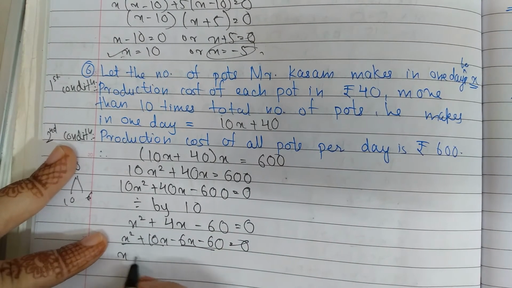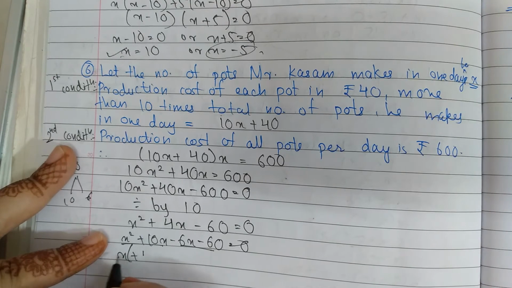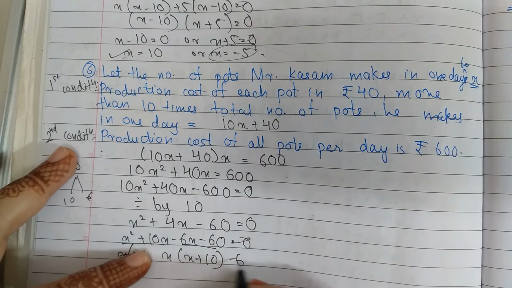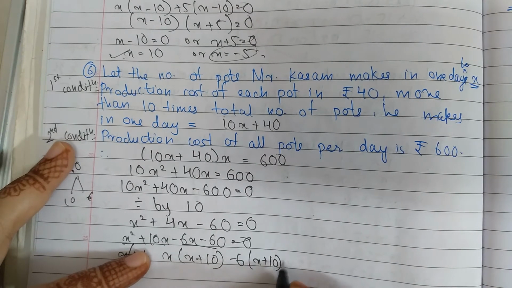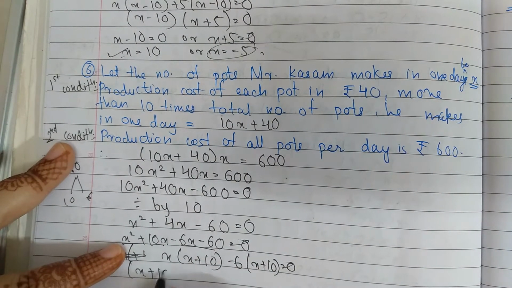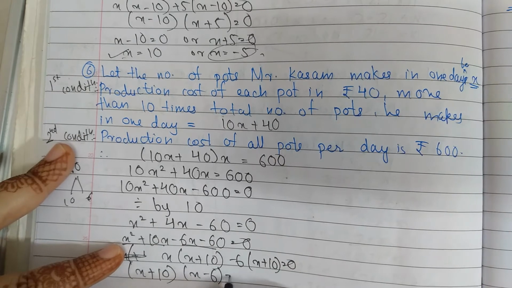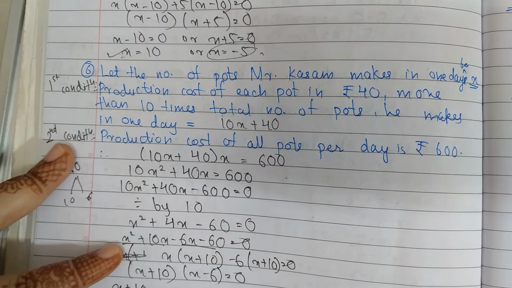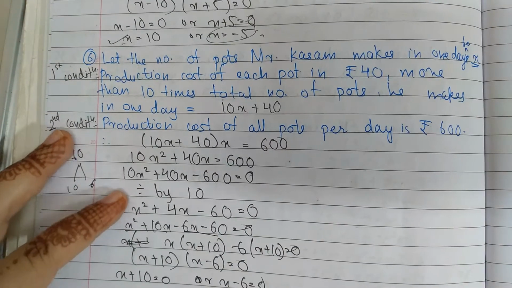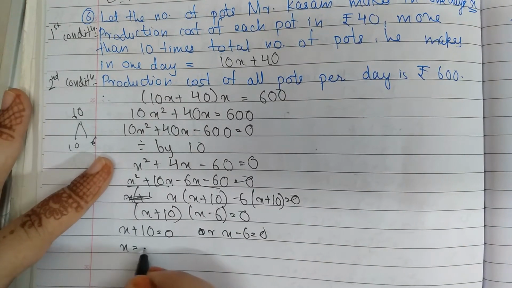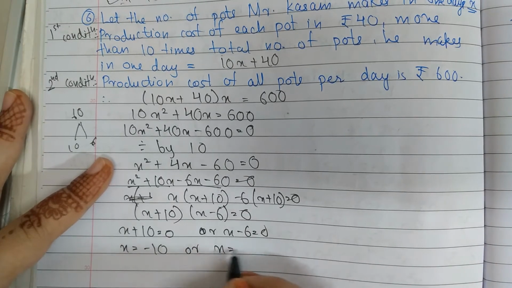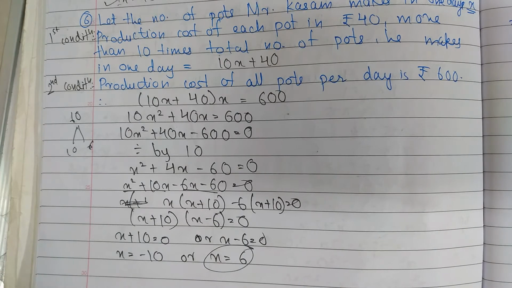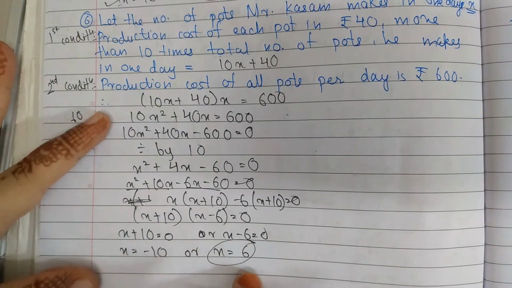Let's take common x. We will take common x plus 10 minus 6, so (x plus 10) will be common, and the bracket is (x minus 6) equals 0. So x plus 10 equals 0 or x minus 6 equals 0. Now x equals minus 10 or x equals 6. We can't take the negative value, so we will take the positive value, that is x equals 6.